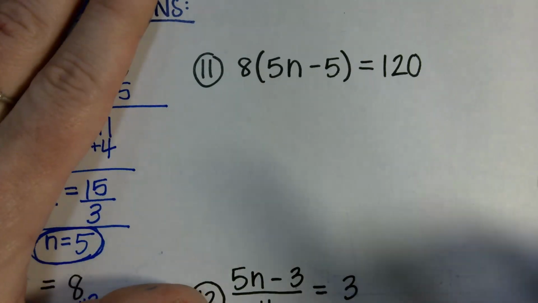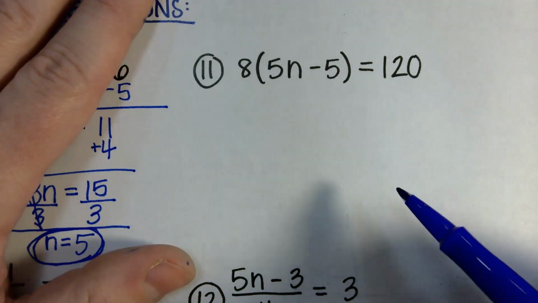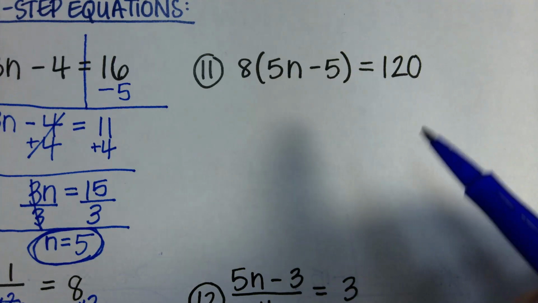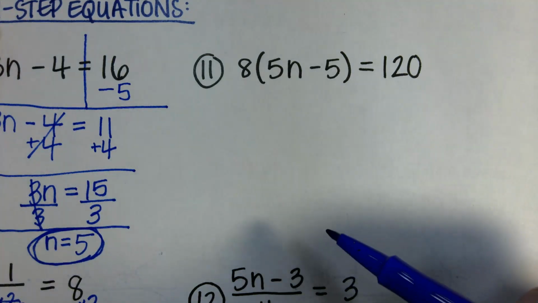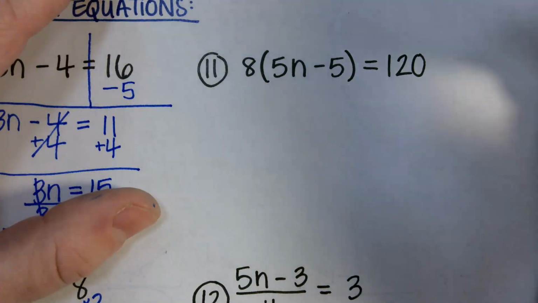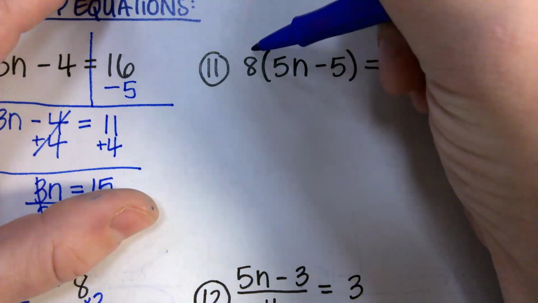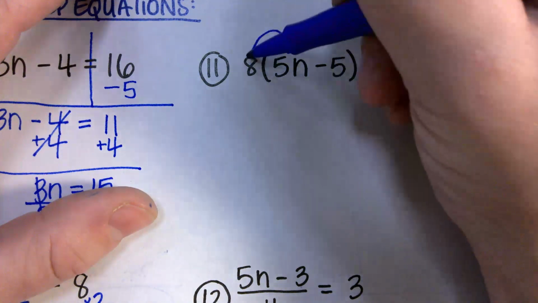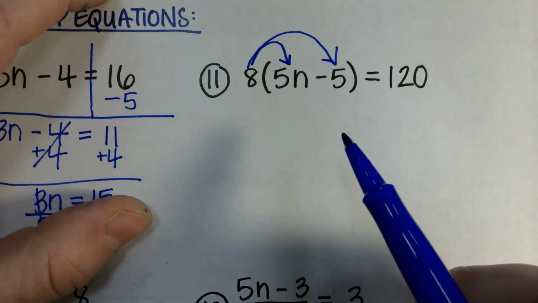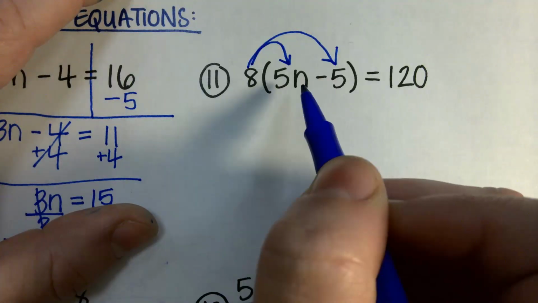Okay. Number 11, we have 2 options for how we could go about our first step. Anybody know what those 2 options are? Divide by 8. Yep, you could divide by 8. What else could you do? You could distribute. Let's go ahead and just show the distribution, and then we can also show the dividing way if we like. So when I am distributing, what operation is happening here? We're multiplying.